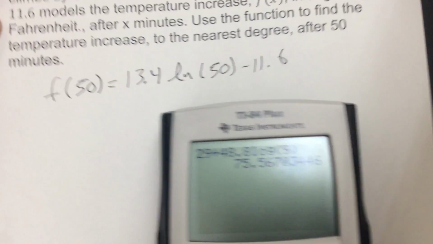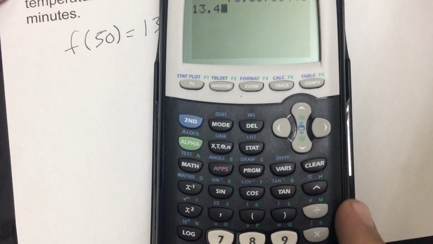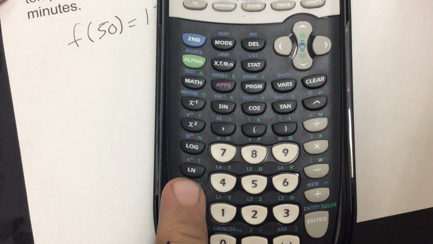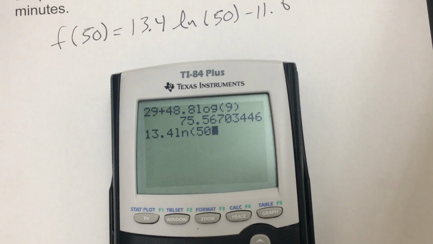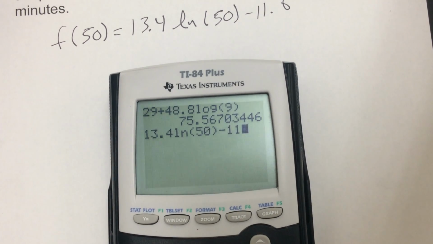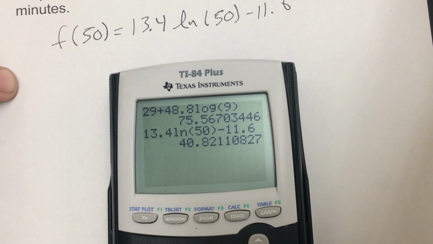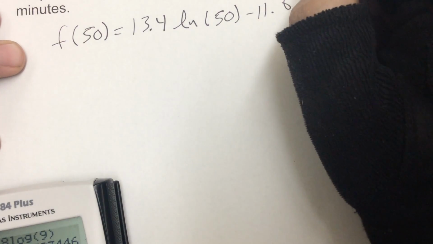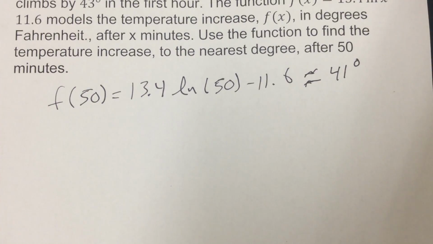So 13.4. Now, the ln button is right next to the 4, just below the log. So we had ln of 15 minus 11.6. So we get 40.82. Now it's set to the nearest degree, so this would equal approximately 41 degrees. And that's it. That's this lesson.